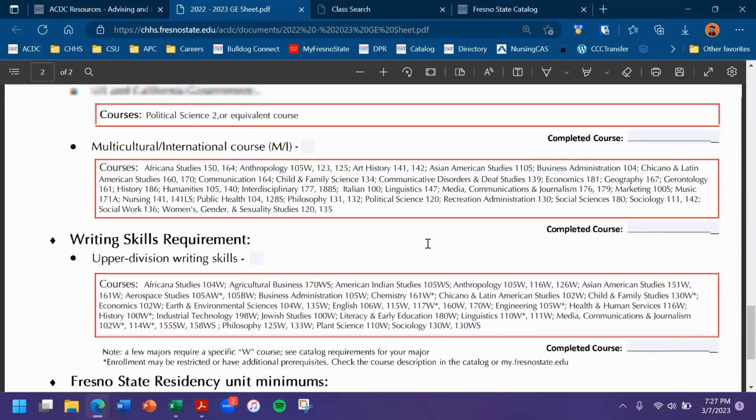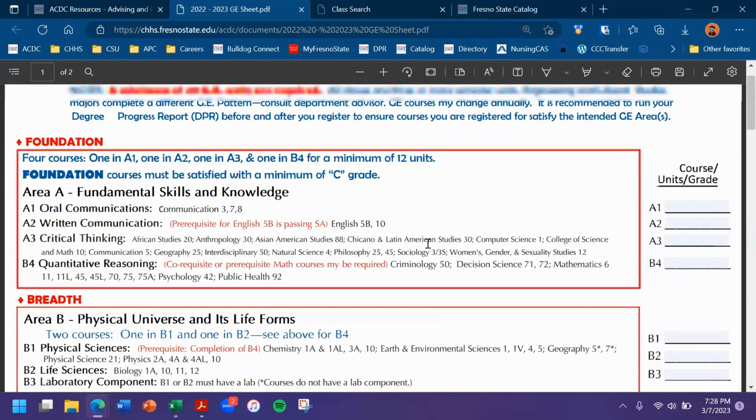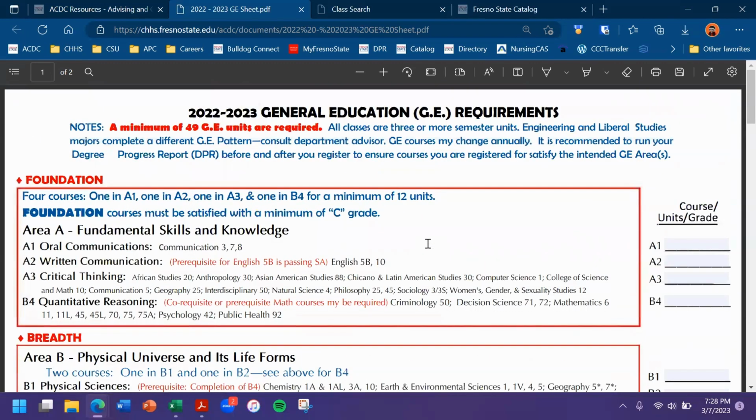Again, these courses will be tied to all majors on campus, but not all majors will require the same GE pattern. So it is critical that you review your major advising sheet and work with your advisor to make sure you're taking the right courses.